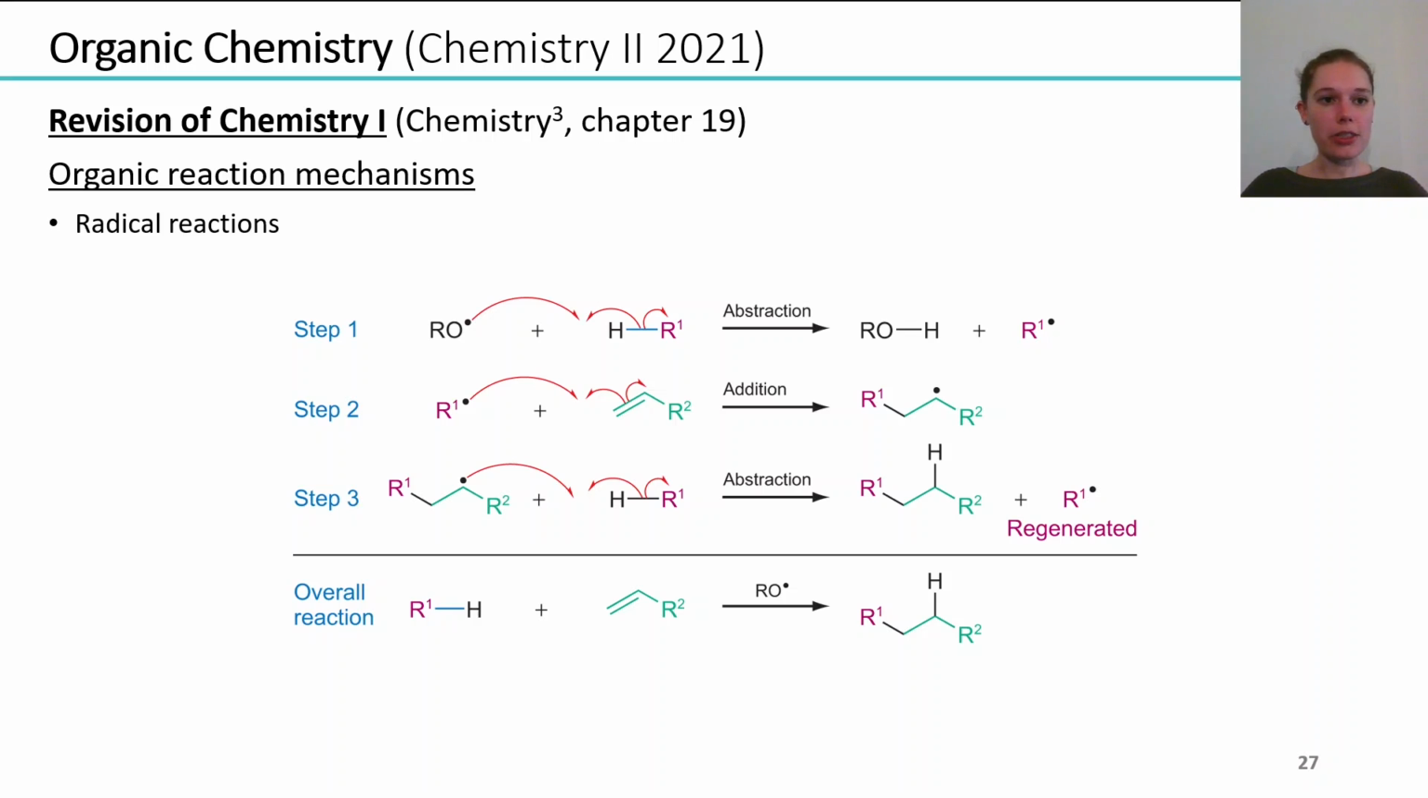Besides the polar reactions, we also have radical reactions, and a radical reaction always involves a series of steps in which each step generates a radical product. This series of steps always starts with the initiation step, and here we can either heat or we can shine UV radiation on the system. This initiation step is then the first formation of a radical.